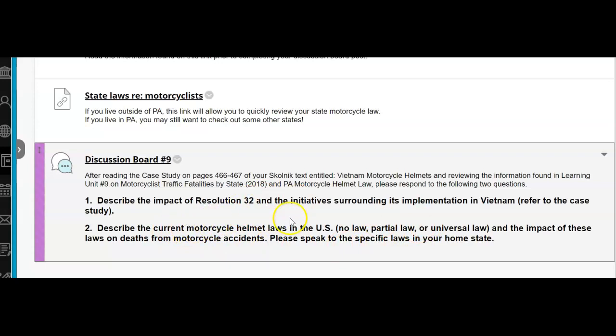You're going to want to explain what it means to have no law, partial law, or universal law, because state by state, there might be a difference. Some states have no laws regarding motorcycle helmets, others partial, others universal. So I want you to explain that and then speak to the laws in your home state.